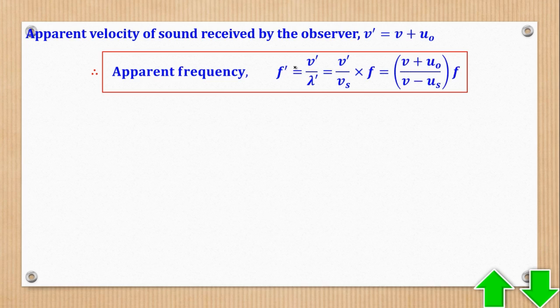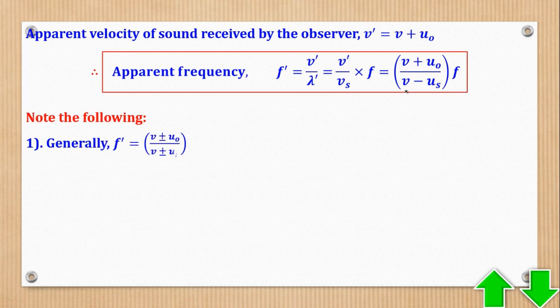Therefore, f prime will be equal to V prime over lambda prime, and lambda prime is Vs over f, so it becomes f over Vs. So I substitute for V prime, Vs, and f. And this will be the expression when the observer and the source are moving towards each other.